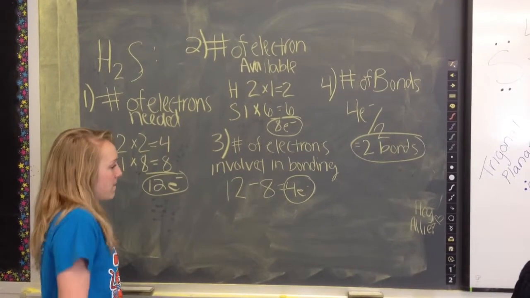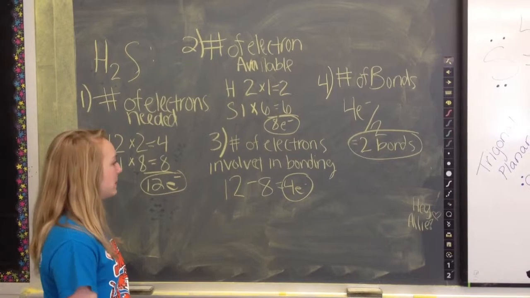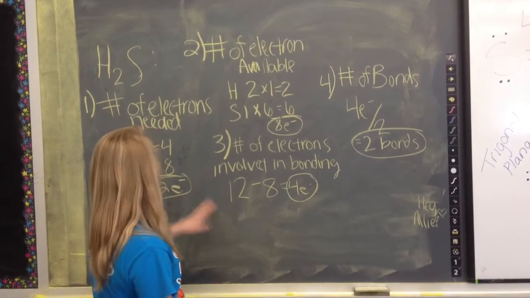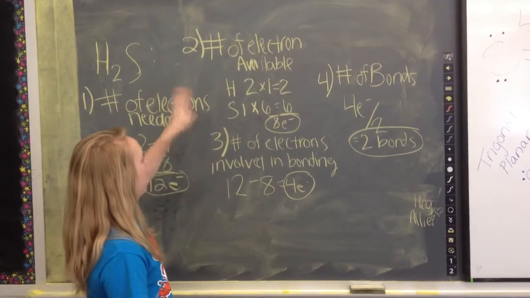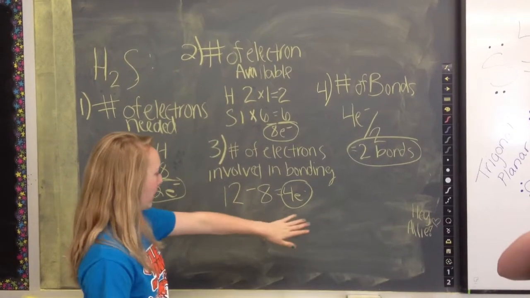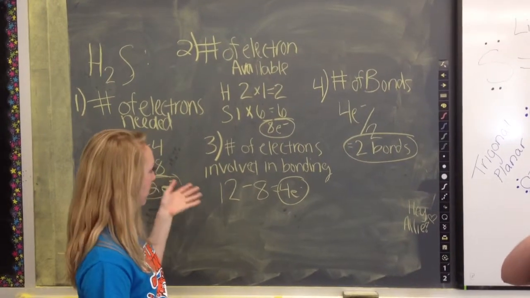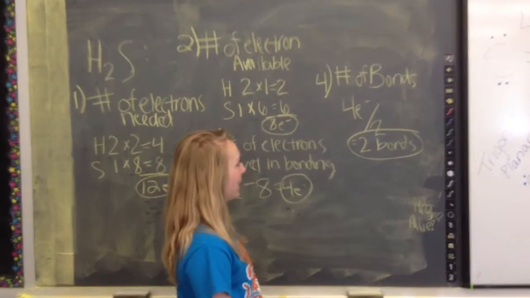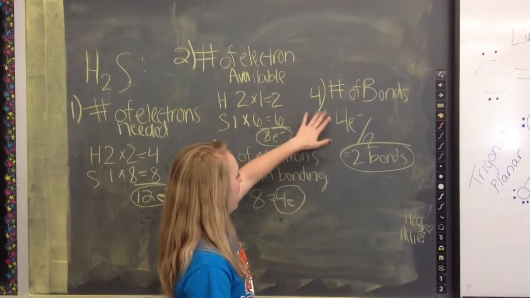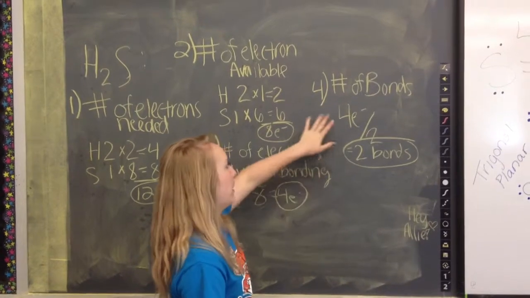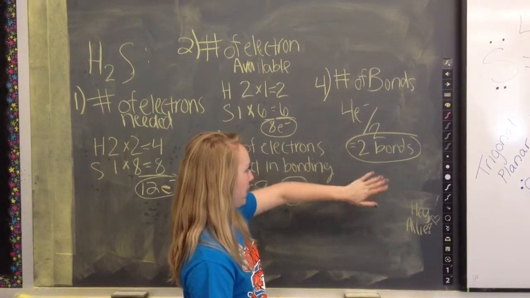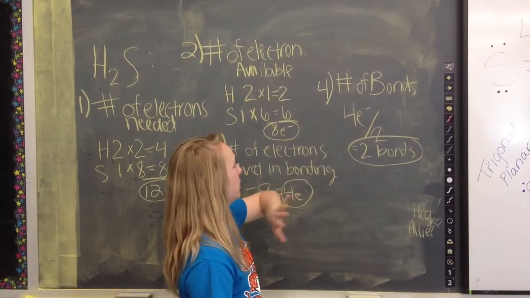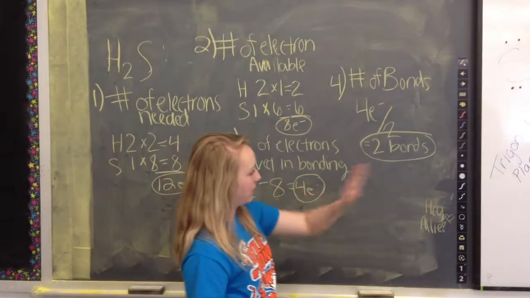The third step, you find the number of electrons involved in bonding. For this, you will take the electrons needed minus the electrons available, and you'll get 4 electrons involved in bonding. The last step, you find the number of bonds. To do this, you take your electrons involved in bonding and divide them by 2, and you'll get 2 bonds. So you have 2 bonds for your equation.